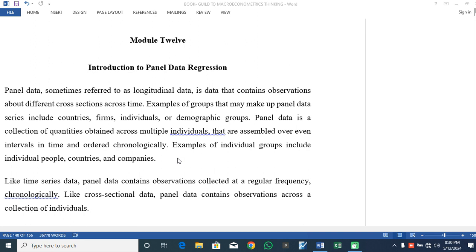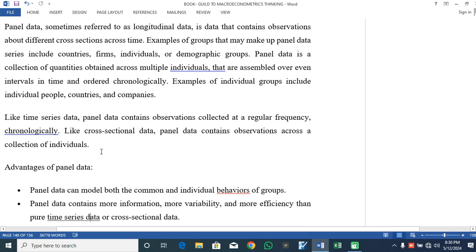And panel data regression is that statistical approach that researchers use when they are dealing with analysis that involves more than one firm, more than one country, or more than one individual at a particular time. Like time series studies, panel data contains observations collected at regular frequencies, either chronologically as said before. And like cross-sectional data, panel data contains observations taken across a collection of persons, firms, individuals.